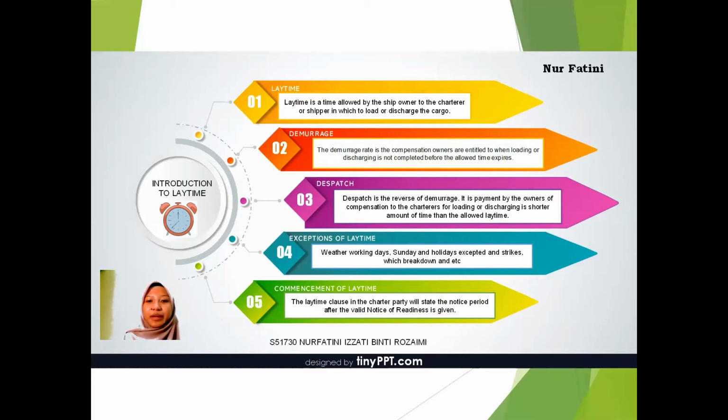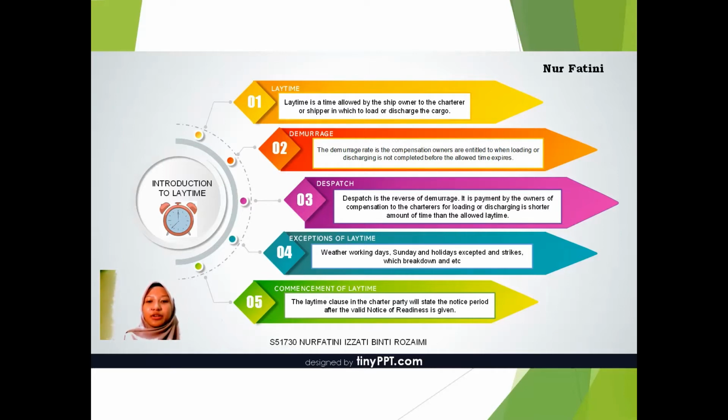Third is dispatch. Dispatch is the reverse of demurrage. It is payment by the owner of compensation to the charterer for loading or discharging in a shorter amount of time than the allowed laytime. Fourth is exception of laytime. The exceptions of laytime will be weather working days, Sundays, holidays excepted, and strikes, breakdowns, etc.